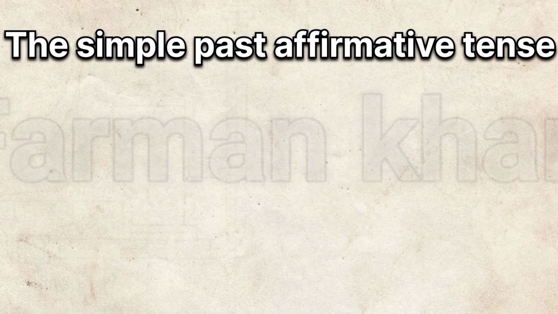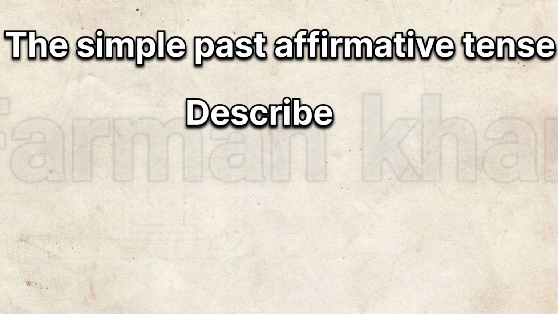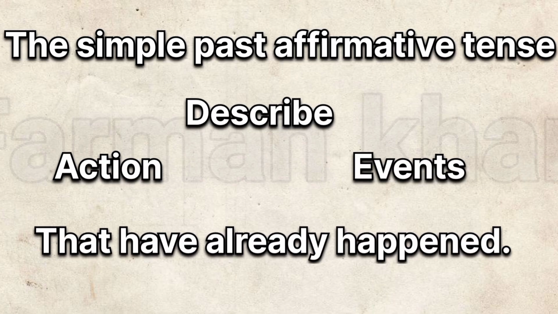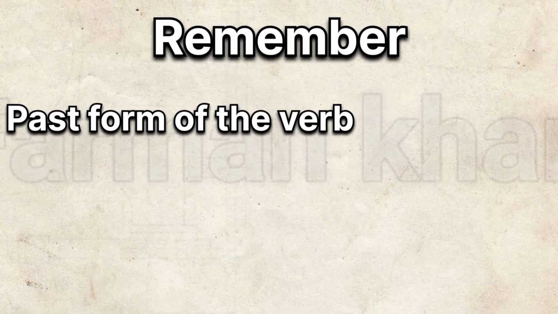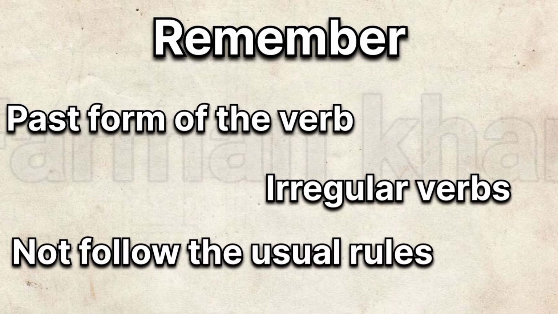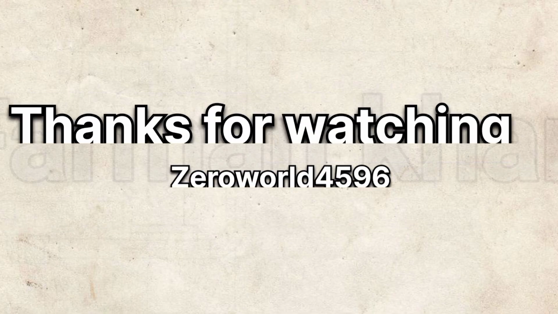To sum up, the simple past affirmative tense is used to describe actions or events that have already happened. Remember to use the past form of the verb and don't forget that irregular verbs don't follow the usual rules. Practice using this tense in your own sentences and you will master it in no time.